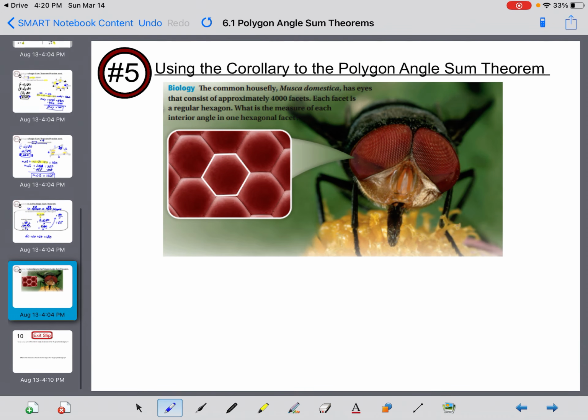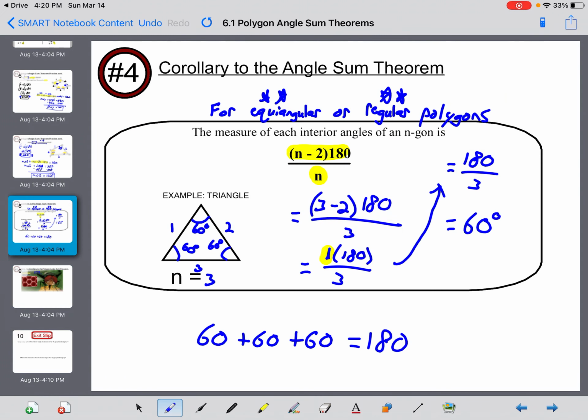Okay. So, the common housefly, Musca domestica, has eyes that consist of approximately 4,000 facets. Each facet is a regular hexagon. Very important. Regular hexagon. What is the measure of each interior angle? So we're going to have to use our brand new corollary to the angle sum theorem.